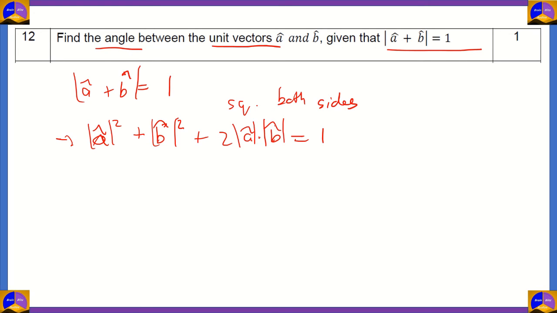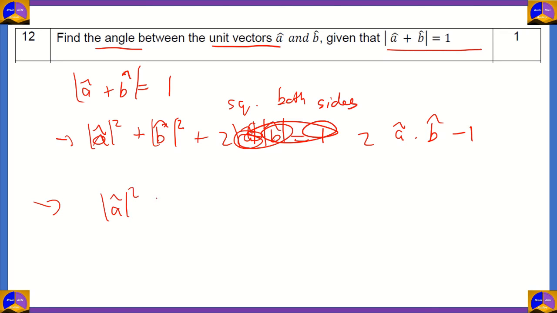So there will be a cap dot b cap. 2 times a cap dot b cap is equal to 1. So there will be no moduluses here. When you're just taking the modulus value, it becomes modulus of a the whole square plus modulus of b the whole square plus 2 times, then the dot product will be modulus of a times modulus of b times cos theta is equal to 1.